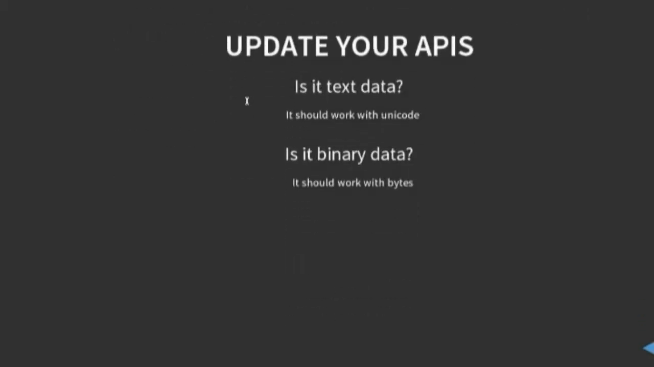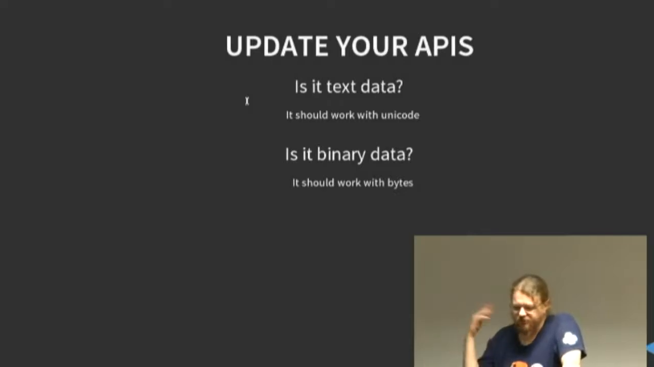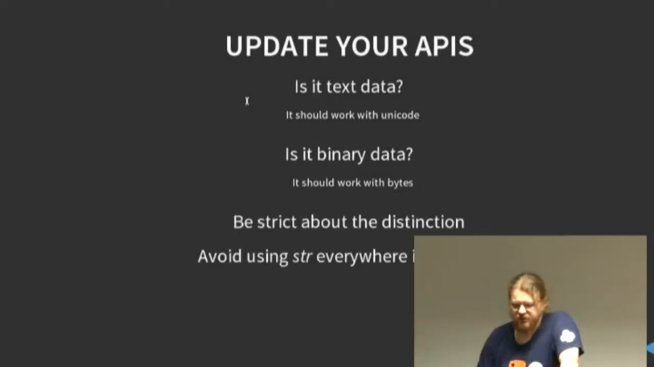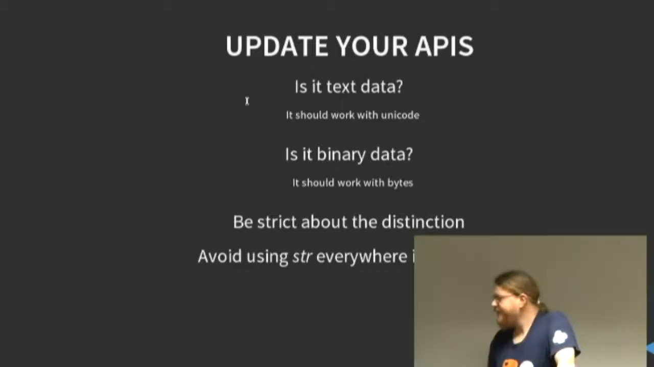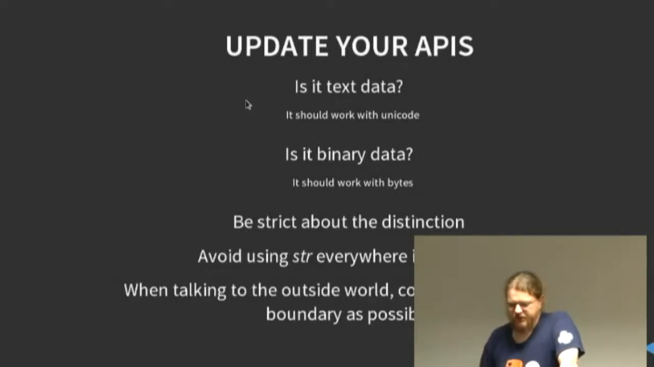You need to update your APIs. If it's text data, work with Unicode. Binary data, work with bytes. Be strict about the distinction. One of the nice things about dropping Python 2.5 is you can now use bytes as an alias for str, so you can make things more explicit. Try and avoid actually using str in Python 2 code. Automatic upcasting does weird things.